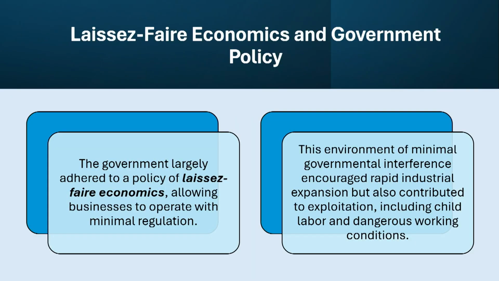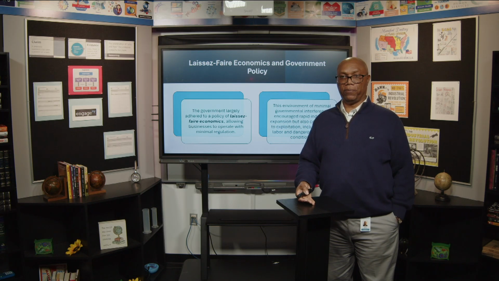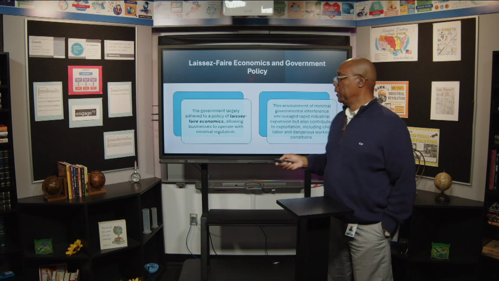The government largely adhered to the policy of laissez-faire economics, allowing businesses to operate with minimal regulation. The environment of minimal government interference encouraged rapid industrial expansion, but also contributed to exploitation, including child labor and dangerous working conditions. So if the government takes a hands-off approach, that means that business owners can do pretty much what they want to maximize their profits as much as they want.